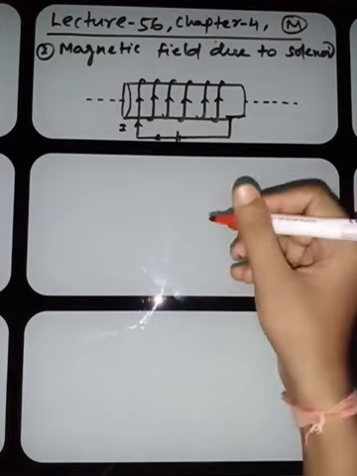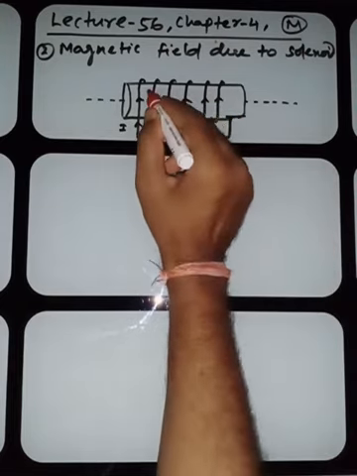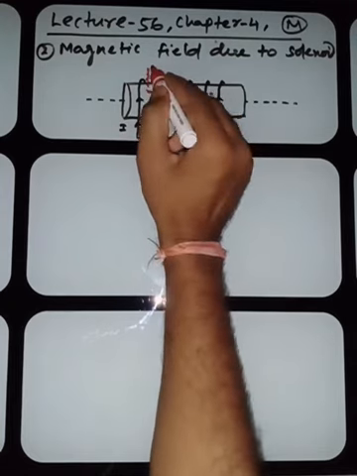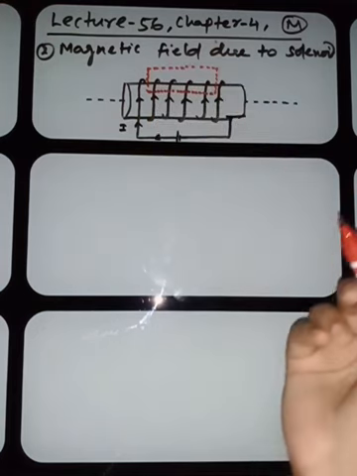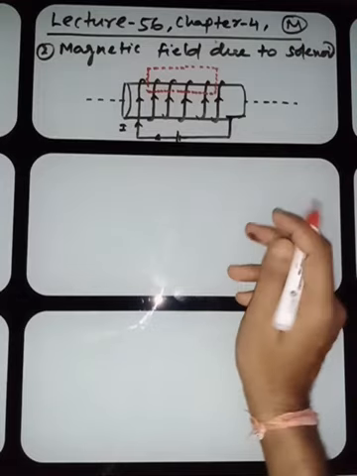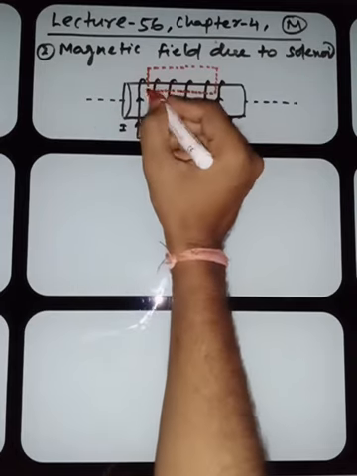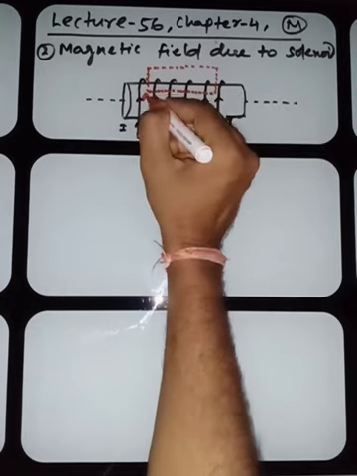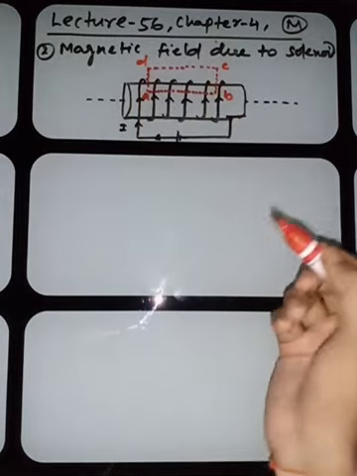Now let me take here the Amperian loop. I'm taking this Amperian loop by the red marker, this one. I've chosen here the Amperian loop of this length because the solenoid is of infinite length. Suppose my Amperian loop has the name A, B, C, D.